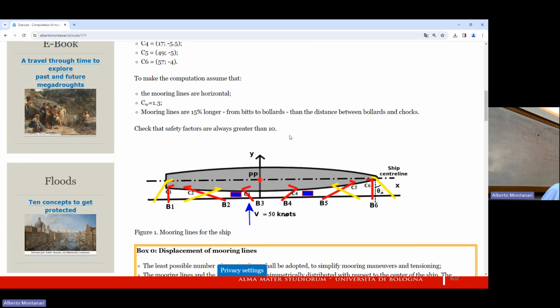The rigid body is bound to the bollards through elastic lines. It's a matter of force decomposition here. Basically, you have to decompose the forcing and the rotational moment to find each individual forcing along the mooring lines, which are elastic. So it is a problem of structural mechanics.